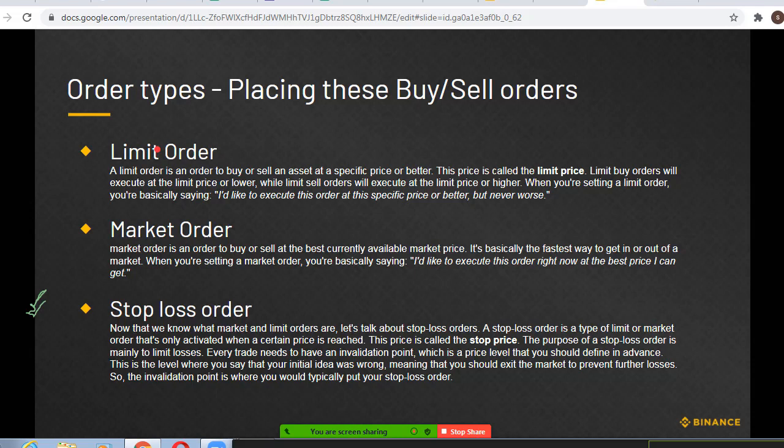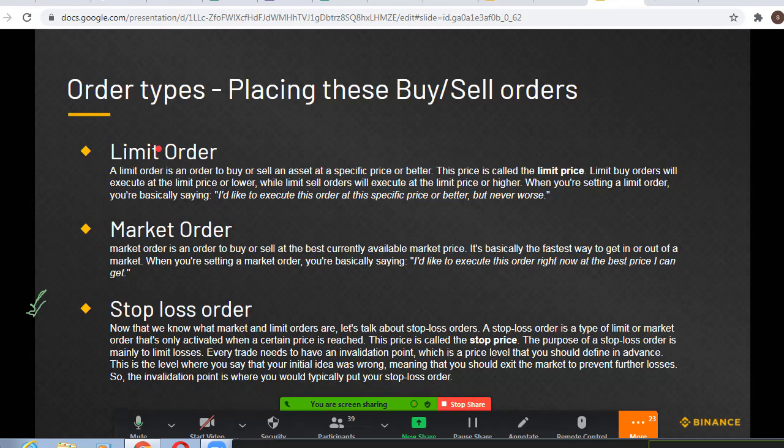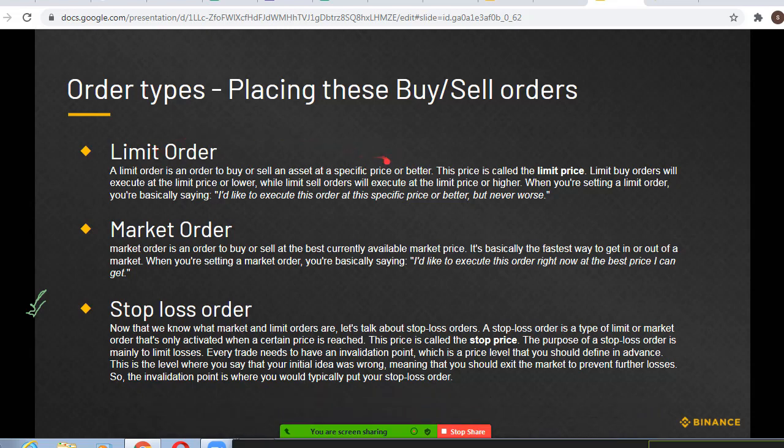Now, a limit order is an order you place to buy or sell a particular financial asset at a specific or a better price. Now, this price at which you want to buy is called the limit price. When you place that order, you are executing at the limit price or lower. That is when you place a limit buy. When you place a limit sell, you are executing at the limit price or a higher price. Now, why does this occur?